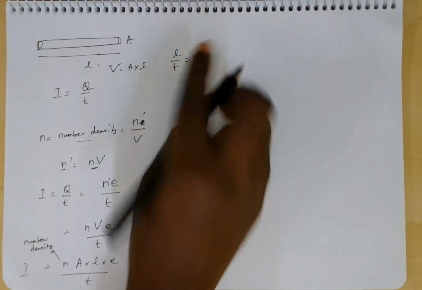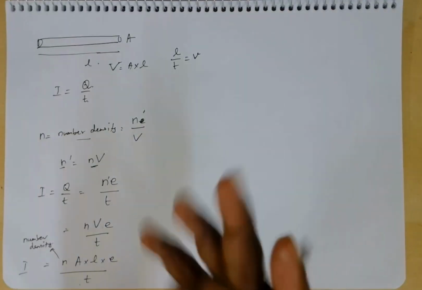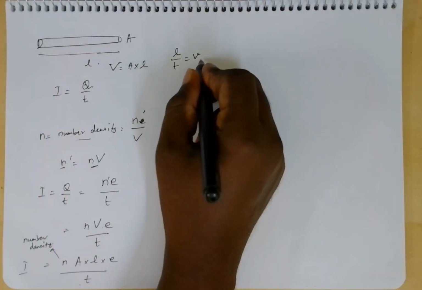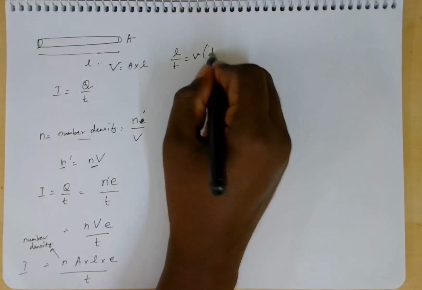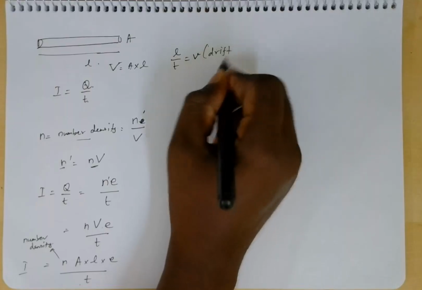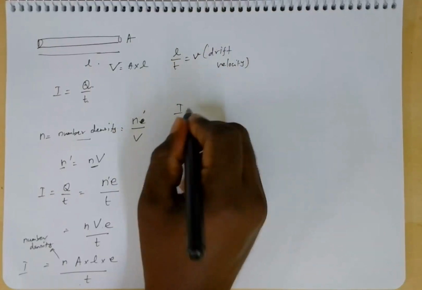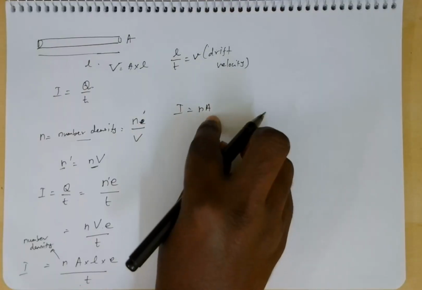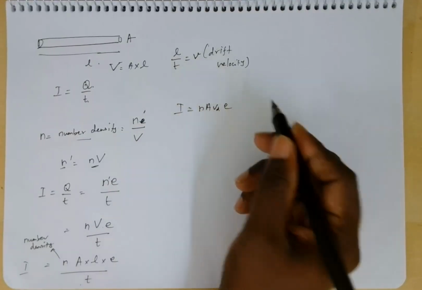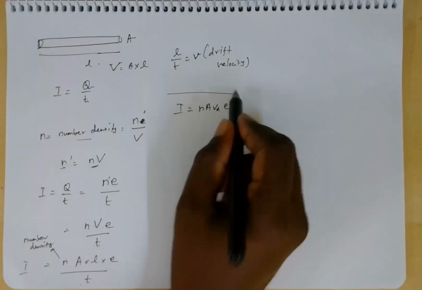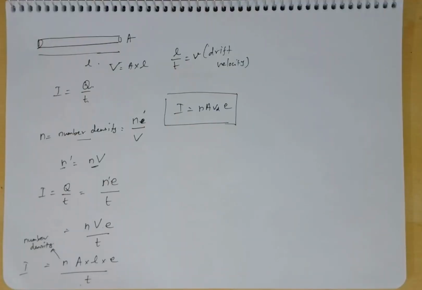What is moving here? This v is what we call drift velocity. Please take it for granted now, I'll explain in a minute. So I equals n A, and instead of L by T, I'm going to write v subscript d, and e. This v_d is what we call the drift velocity.